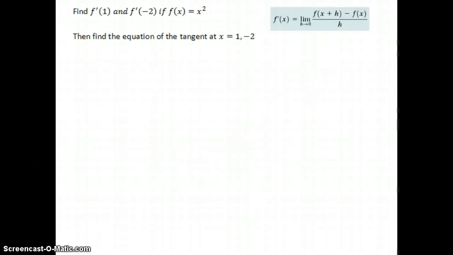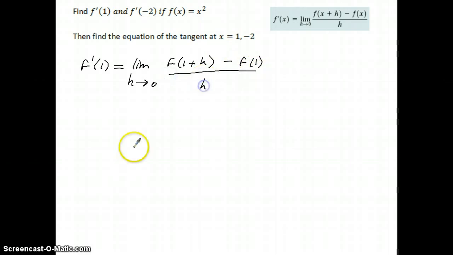Okay, so let's get some more practice here finding the derivative. We're going to use the function f of x equals x squared to find the slope of the tangent line at 1 and at -2. Let's start off with 1. We have f prime of 1. So in the x spot, we have a 1. So we have the limit as h goes to 0 of f of 1 plus h minus f of 1 all divided by h.